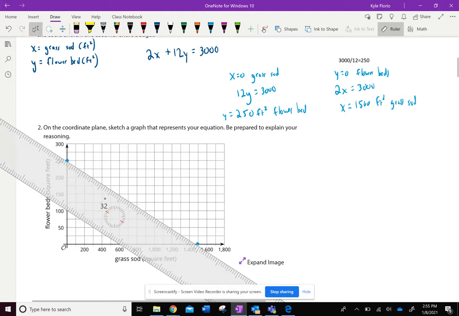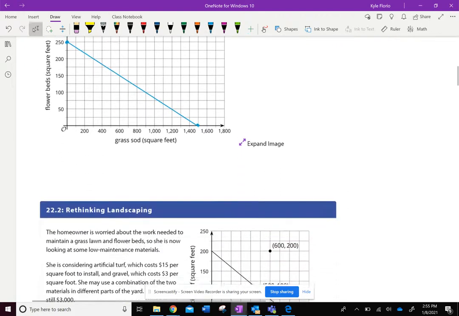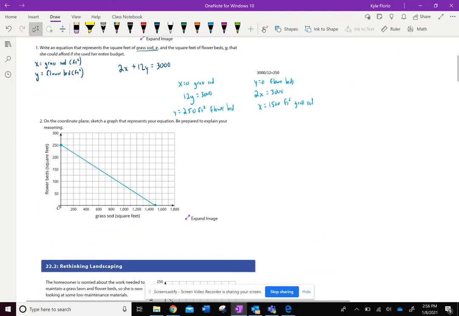So that looks good enough. Okay. So I just use my ruler to make it look nice. Okay. Simple enough. So that's if I want to spend exactly $3,000.